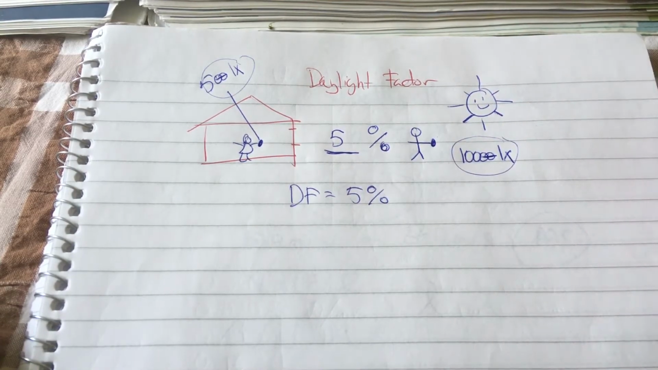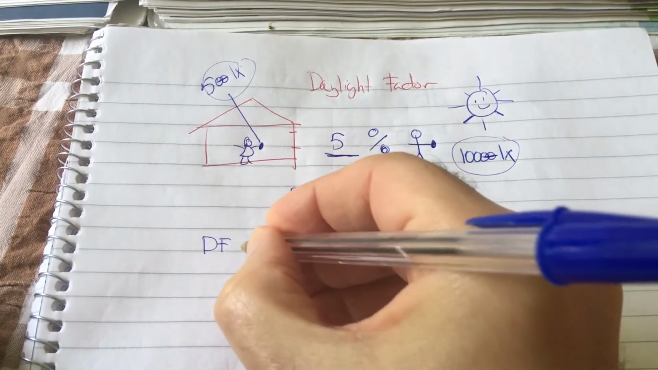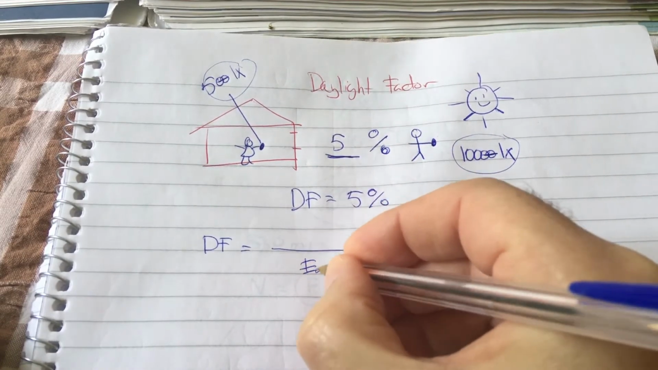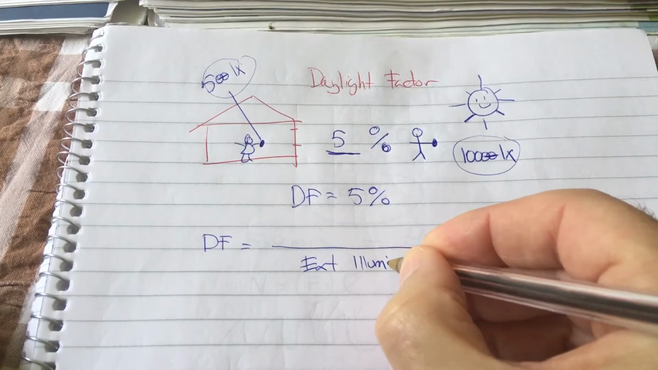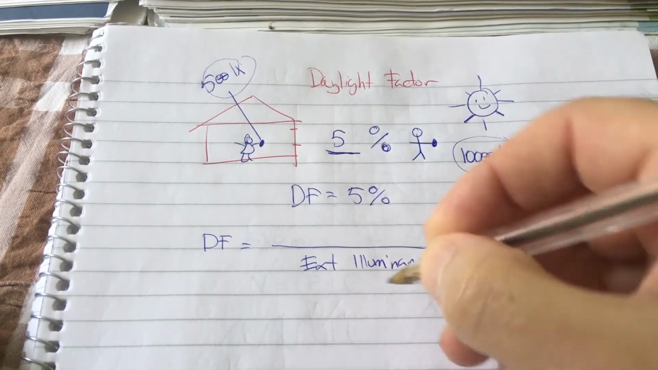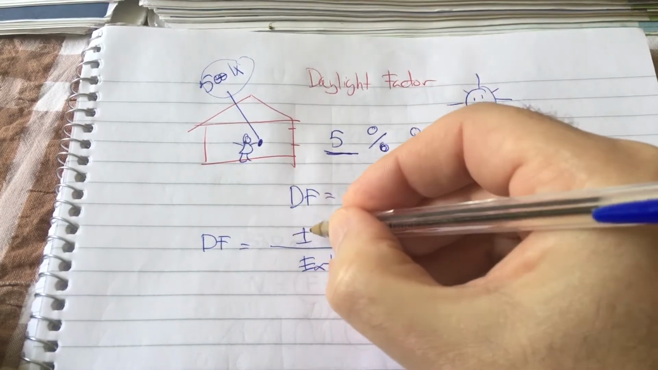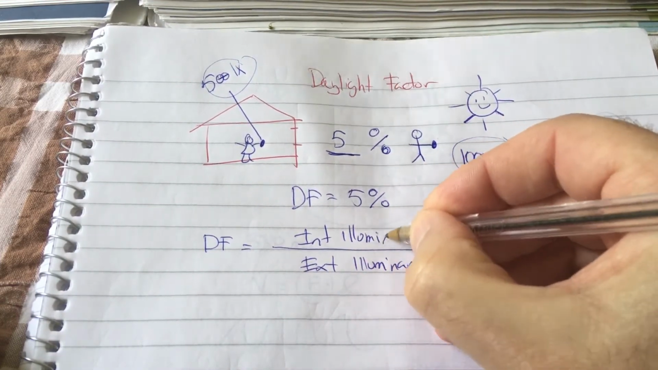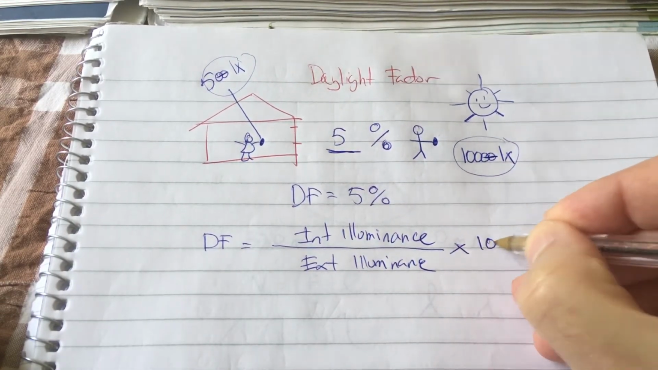But there is a formula, and I'm going to write it. So the daylight factor is equal to the interior illuminance over the exterior illuminance, and that is times 100. Yep.